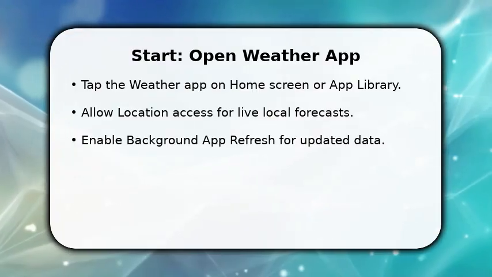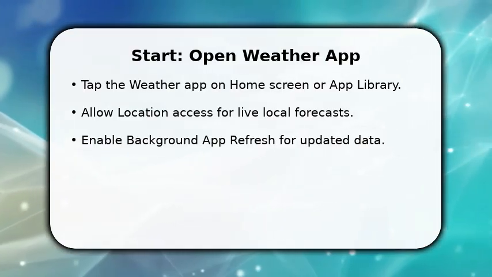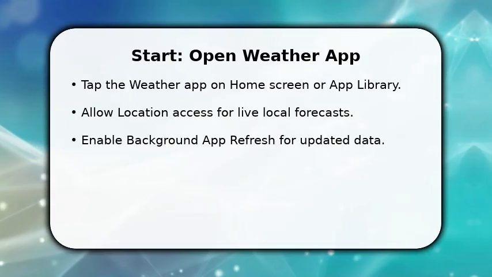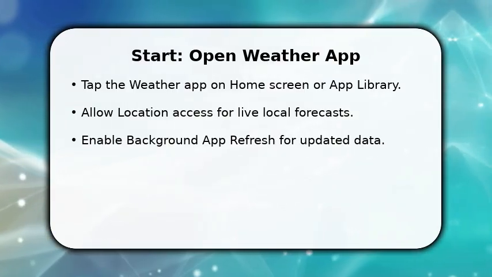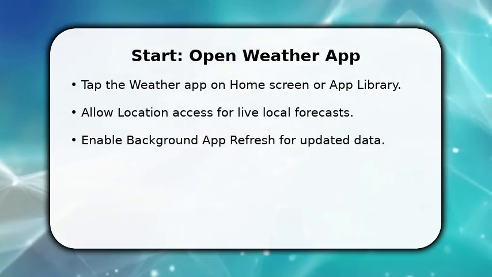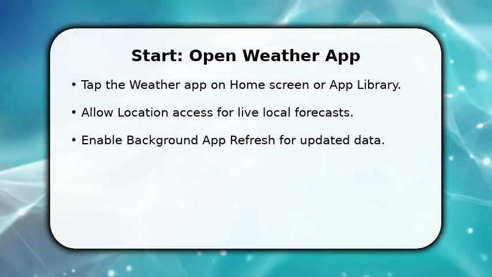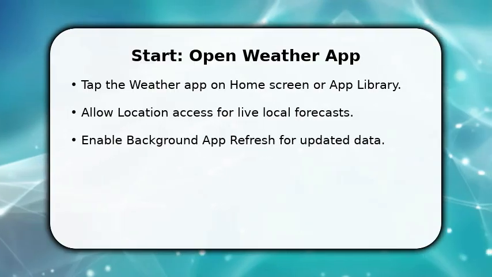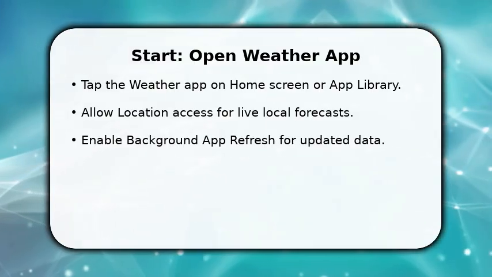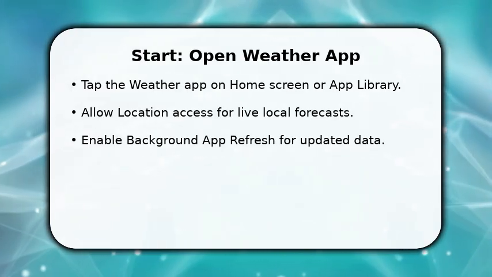You're starting fast. Tap the weather app and grant location access so forecasts match where you are. Once done, make sure background app refresh is on to keep data current without reopening the app. If you prefer manual control, disable it and pull down to refresh later. This first action gets you live temperature, precipitation chances, and hourly forecasts right away, so you can decide whether to take an umbrella, layer up, or plan outdoor time.